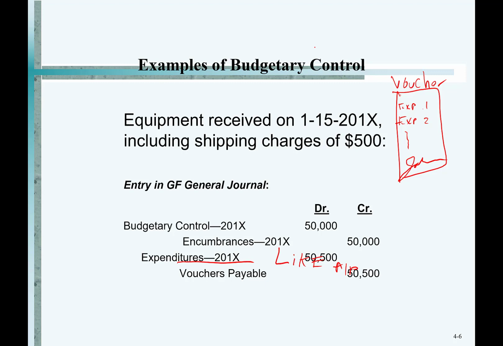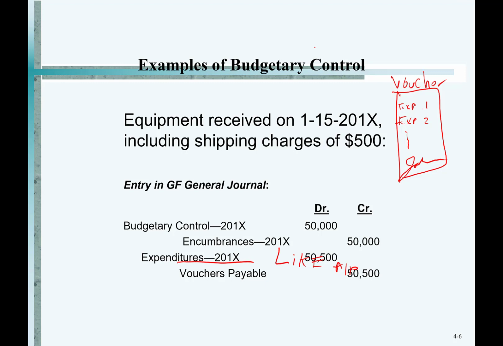Yes, sir. So imagine that you didn't have that shipping charge of $500, you still reverse it. If you didn't have the shipping charges of $500, you would still reverse it at the $50,000, debit the budgetary control, credit the encumbrance for $50,000. That essentially gets rid of that earlier budgetary entry, and then debit expenditure $50,000, credit vouchers payable for $50,000.